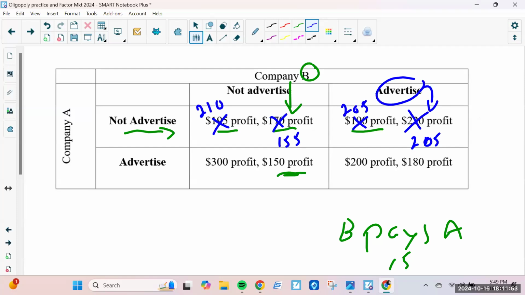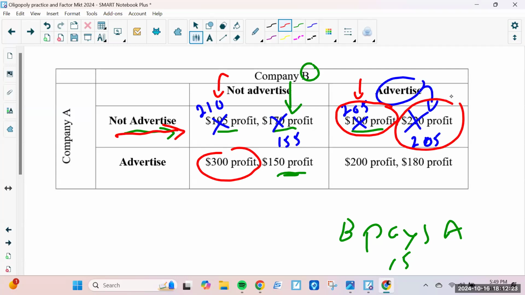If B doesn't advertise, then A is going to advertise. If B advertises, then A is going to not advertise. So we've just changed A's decision. Before, they had a dominant strategy to advertise, but we're pushing them now and they might not advertise. So if A doesn't advertise, then B is going to advertise because 205 is bigger than 155.